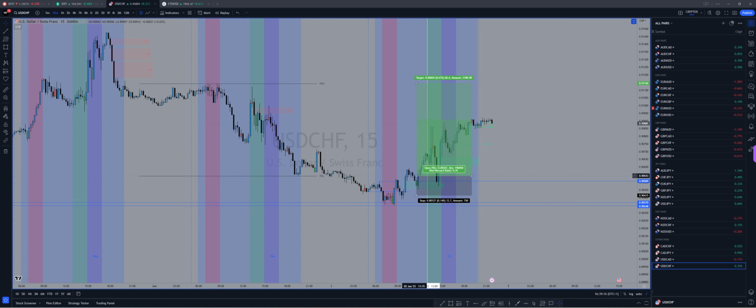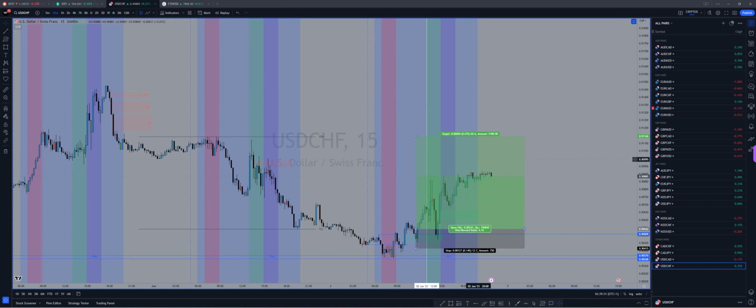Okay, so impulse, retracement, fair value gap, order block, buy, and then price. Obviously the market is closed, so going into next week, I think they will continue going above that high.